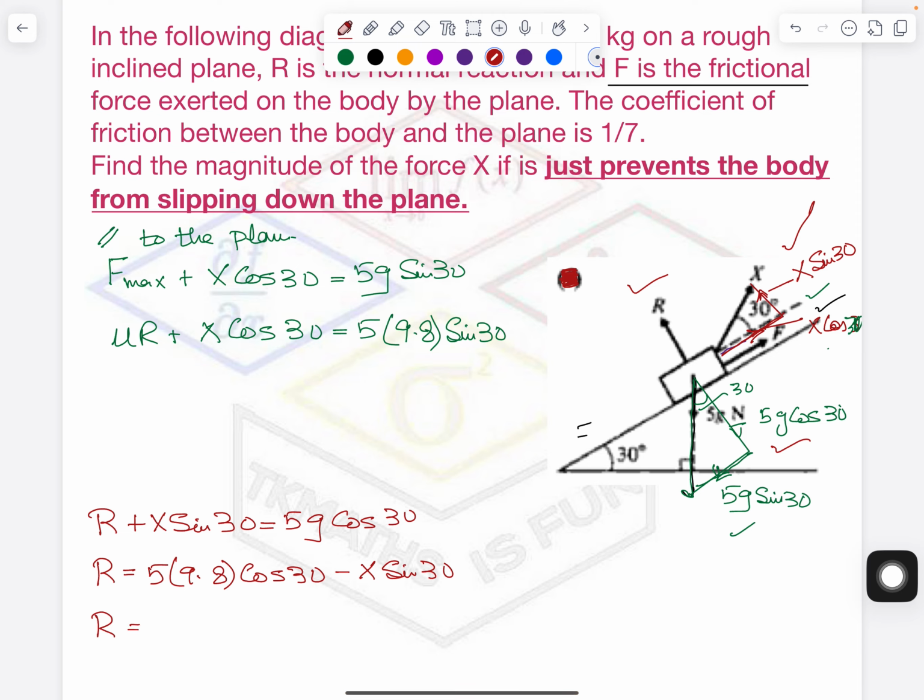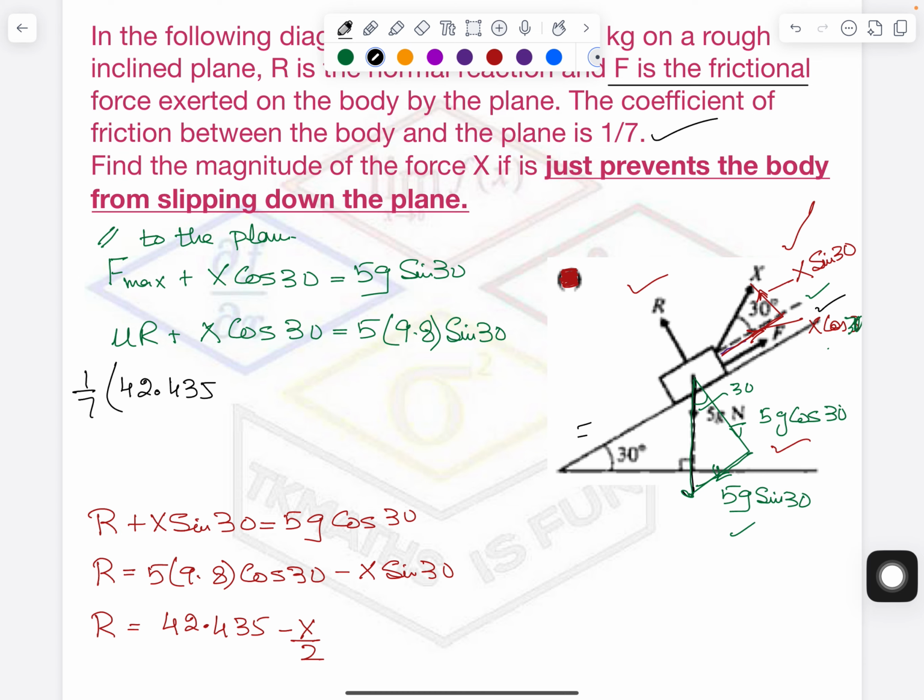So R is equals to 42 point something minus x sine 30. Let me just see what is sine 30. Sine 30 is half, right? Yes. So x divided by 2. Now this value I am going to plug in here. So mu is 1 over 7, given to us in the question, and the value of R I will write as 42 point.